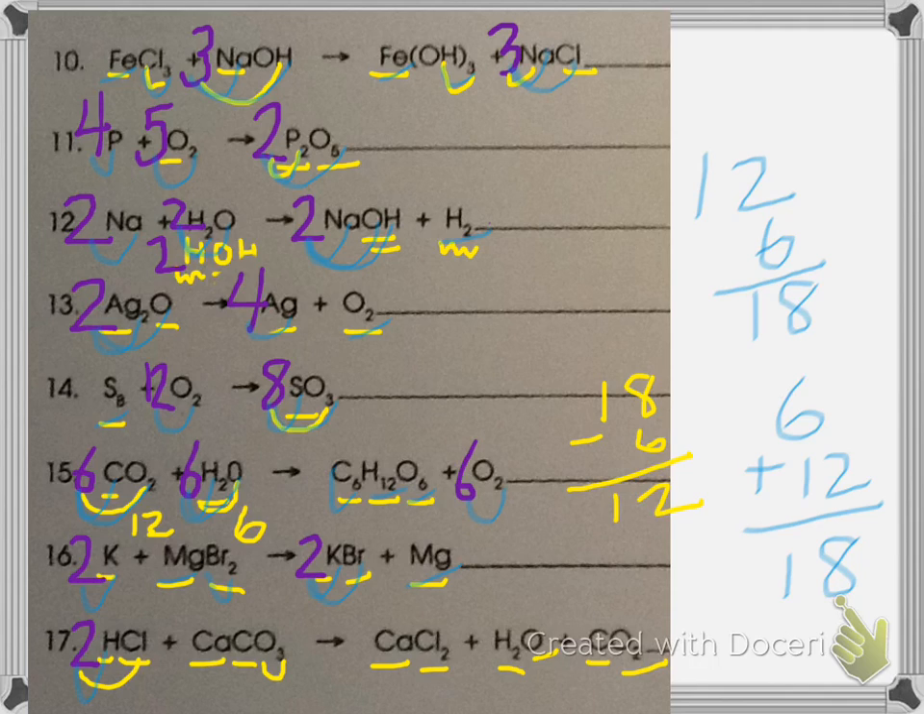Checking 2 hydrogens and 2 hydrogens. 2 chlorine and 2 chlorine. 1 carbon, 1 carbon, 1 calcium, 1 carbon, and then 3 oxygens, and I have 1, 2, 3 oxygens, so this is properly balanced.